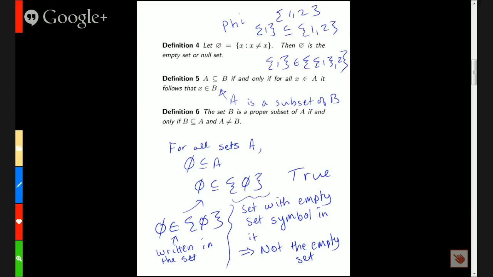Okay, so definition 6. The set B is a proper subset of A if and only if B is a subset of A and A is not equal to B. That tells you that A has something extra in it, something extra not in B. So there's something extra.